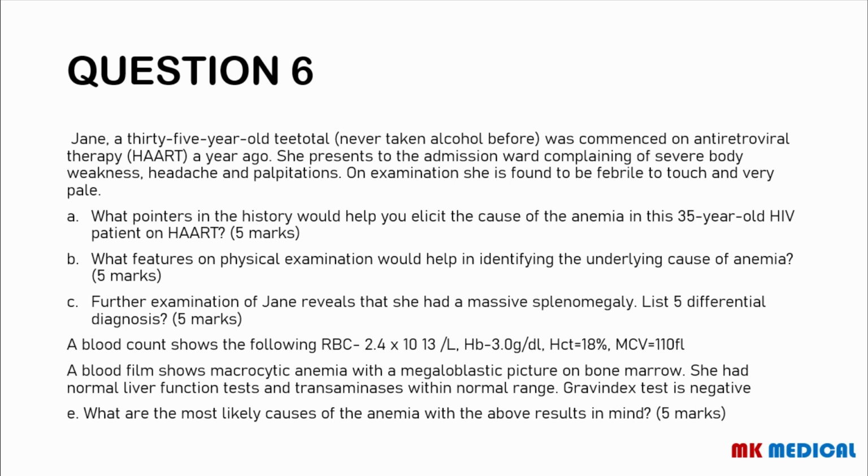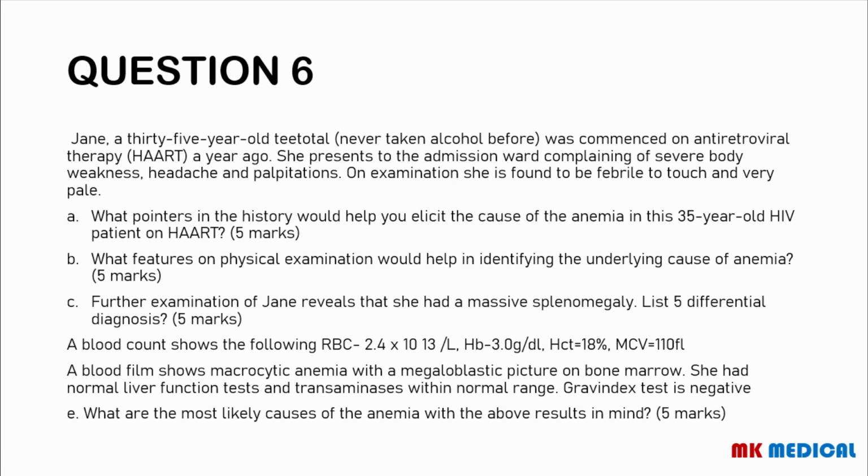Then what features on physical examination would help in identifying the underlying cause of anemia? So you could look for koilonychia, which will point you towards iron deficiency. You could look for angular stomatitis, which will point you towards iron deficiency. You could look for atrophic glossitis, which will point you towards vitamin B12 deficiency. You could look for paresthesia, even reduced power, reduced sensations, abnormal balance, ataxia, which are going to be pointing you towards vitamin B12 deficiency. Then further examination of Jane reveals that she has massive splenomegaly.